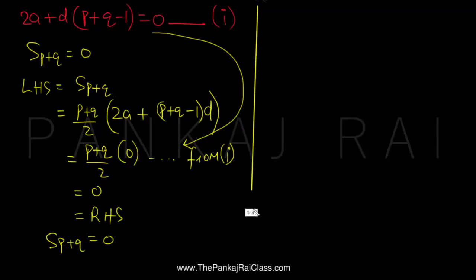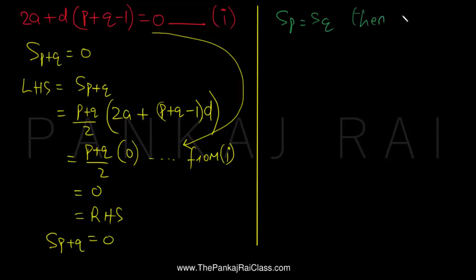Now what is the meaning of this, that if we are having that if SP is equal to SQ, then S of P plus Q is equal to 0? What is the meaning of it? So let me take an example of an AP which is minus 6, minus 4, minus 2, 0, 2, 4 and 6. So this is an AP where the first term is minus 6 and the common difference is 2.